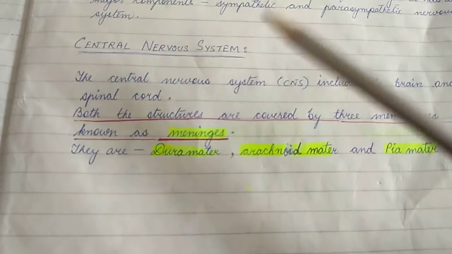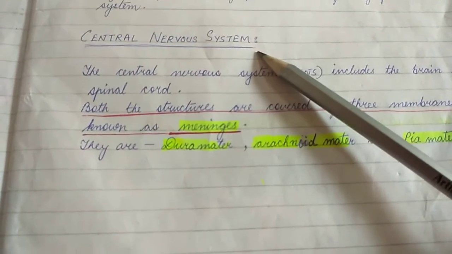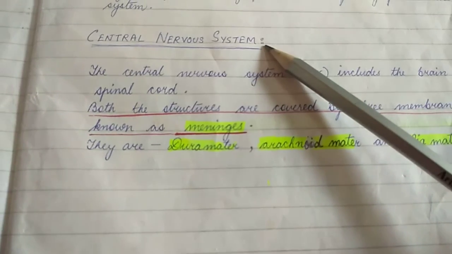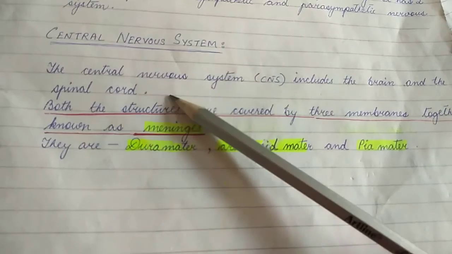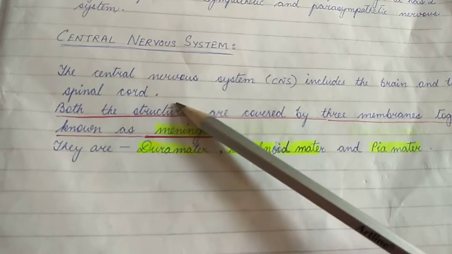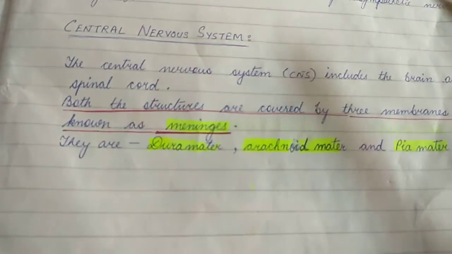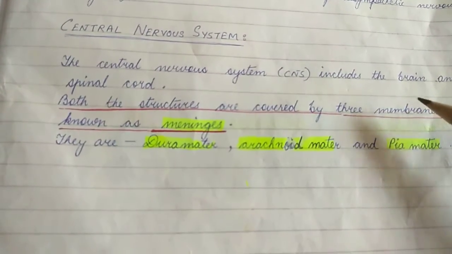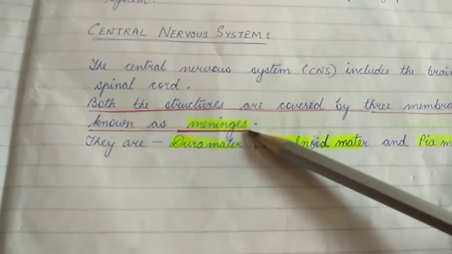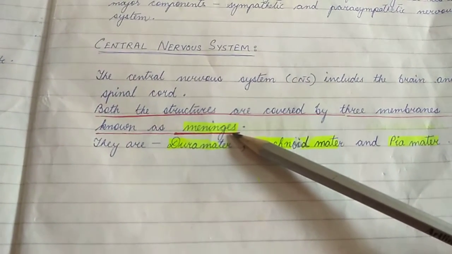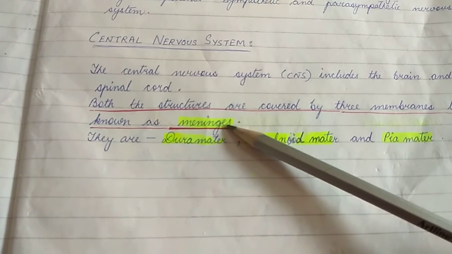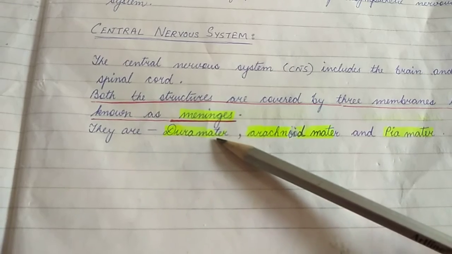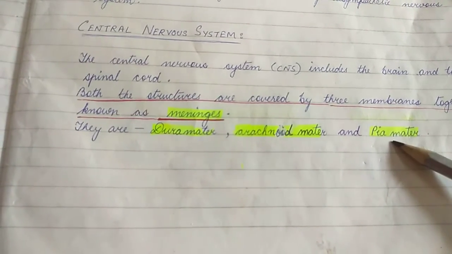Students, today let us discuss about central nervous system. Central nervous system comprises of the brain and the spinal cord. Both these structures, that is the brain and the spinal cord, are covered by three protective membranes. They are known as meninges. Meninges comprises of three layers and the names are dura mater, arachnoid and pia mater.